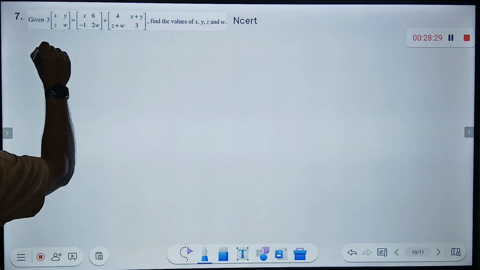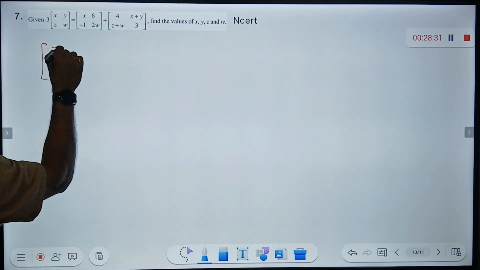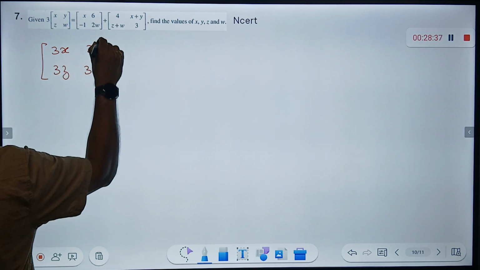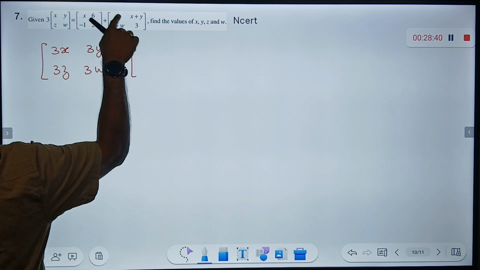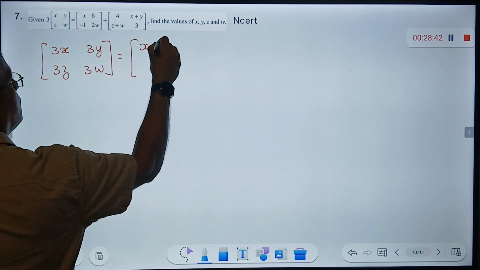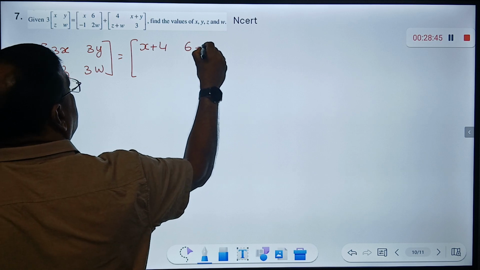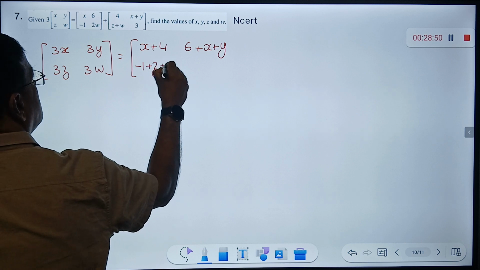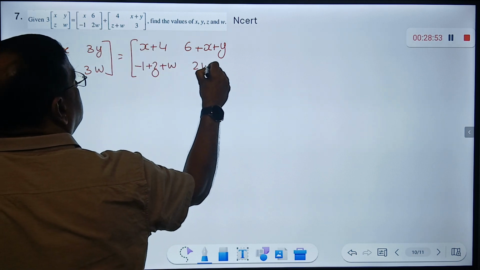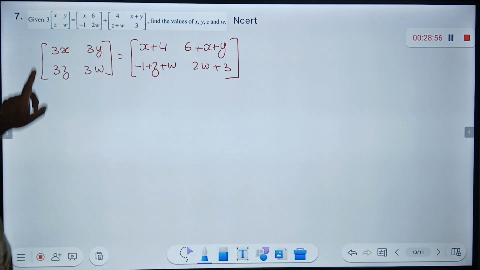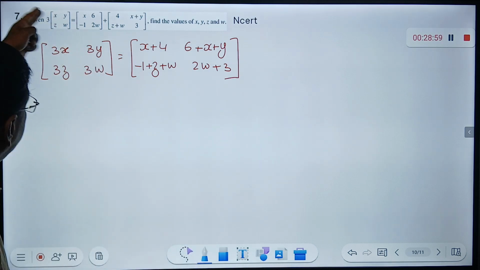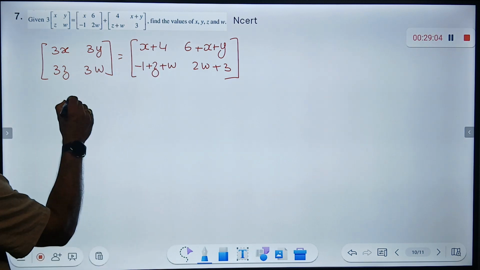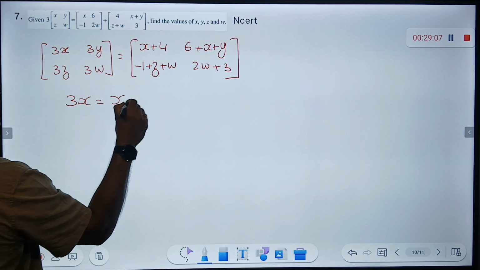So let us see. This will be 3x, 3y, 3z, 3w equal to, here it is addition. So what is x plus 4? It is x plus 4. Then 6 plus x plus y. Here it will be minus 1 plus z plus w. And this will be 2w plus 3. So I used again scalar multiplication and addition of two matrices. Now equality of matrices. Both are of the same order, so corresponding elements are to be equated.